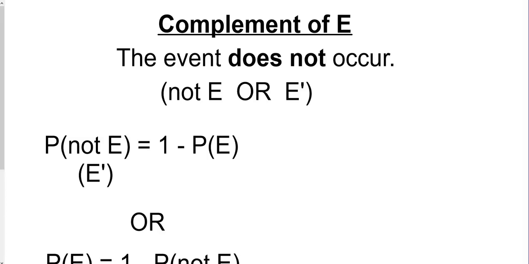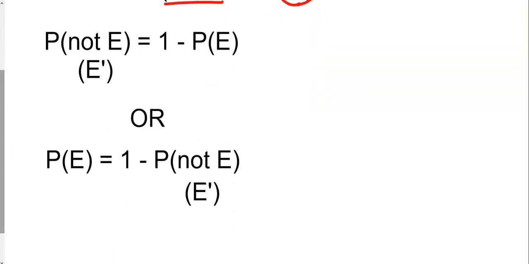The complement means that the event does not occur. Okay? The event does not occur. And we show the complement by either saying like not E, so you'll see me write a lot of not E. Or if you want to relate it back to when we did Venn diagrams, it'd be E with the apostrophe.